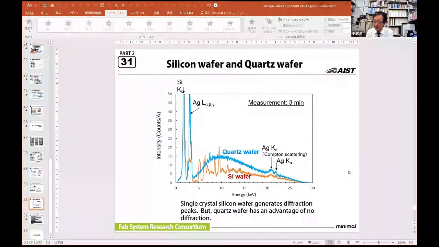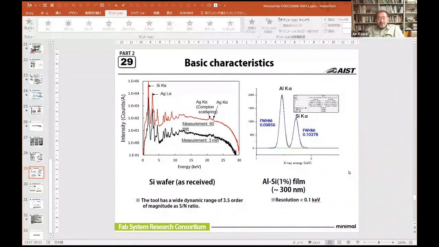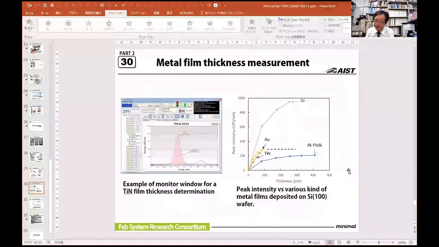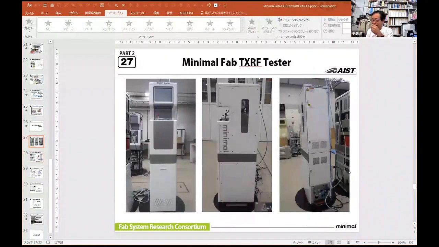Sure. But in that case, we have to shrink the monochromatic unit to this size. I believe it is impossible. But if you can do that, I want to introduce a monochromator. We would have to insert the monochromator on both sides. That's difficult work, I believe.